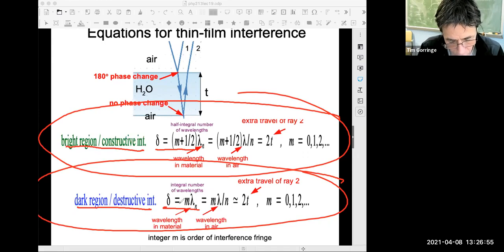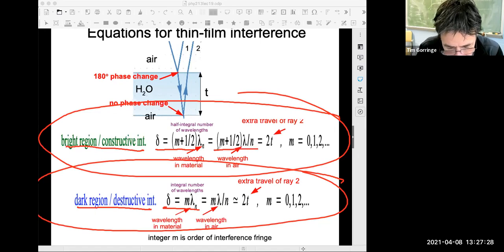And that whole number of wavelengths is because, again, you get an extra phase change of 180 degrees for the reflection of the top surface, but not the bottom surface. So these are the conditions for constructive, destructive interference, bright and dark fringes. This lambda here, this wavelength here, though, is the wavelength in the water.